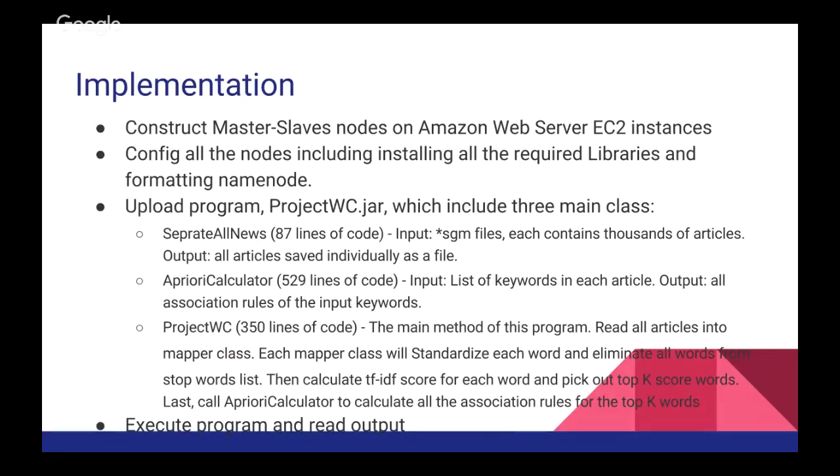And finally, we have the PC project WC class. This is the main method of this program. It reads all the articles into a mapper class, and each mapper class will standardize each word and eliminate all the words from the stop word list, and then calculate the TF-IDF score for each word, and then pick out the top K score words. The K is a constant defined by the user. And last, it will call the Apriori calculator to calculate all the association rules for the top K words. And last, we need to execute the program and read the output.